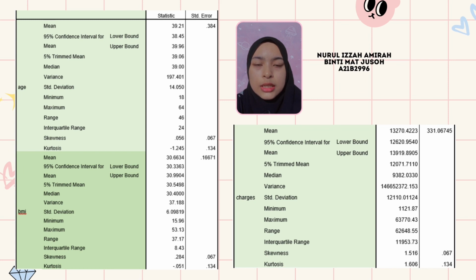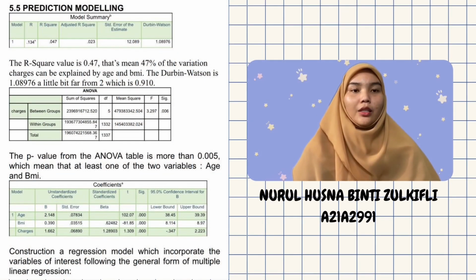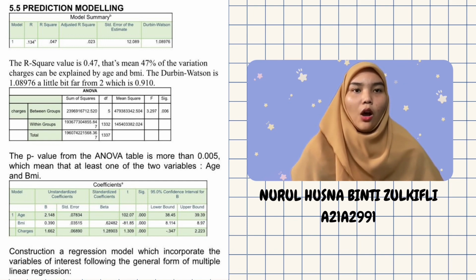Finally, the mean average for charge is 13270.4223, while the upper bound is 13919.8505 and the lower bound is 12620.9540. The difference between upper and lower is 1298.9365. By using the software prediction modeling, we show a model summary, where the R square value is 0.47. That means 47% of the variance in charge can be explained by age and BMI.